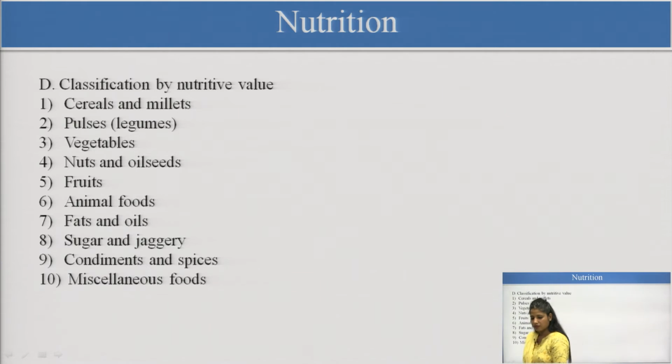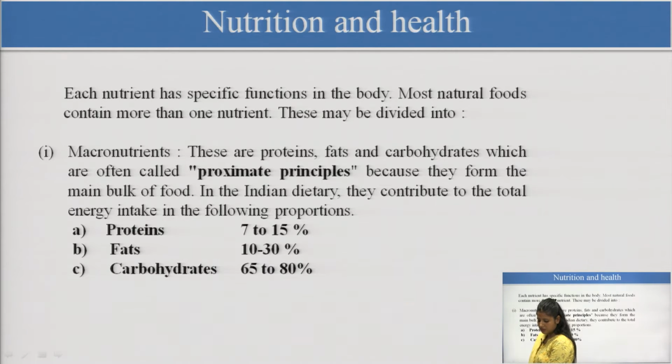After that there is one classification on the basis of nutritive value. So, we have cereals and millets, pulses, vegetables, then nuts and oil seeds, fruits, animal foods, fats and oils, sugar and jaggery, condiments and spices, and miscellaneous foods. Okay. So, these are all the ways we can classify foods on the basis of the different classifications.